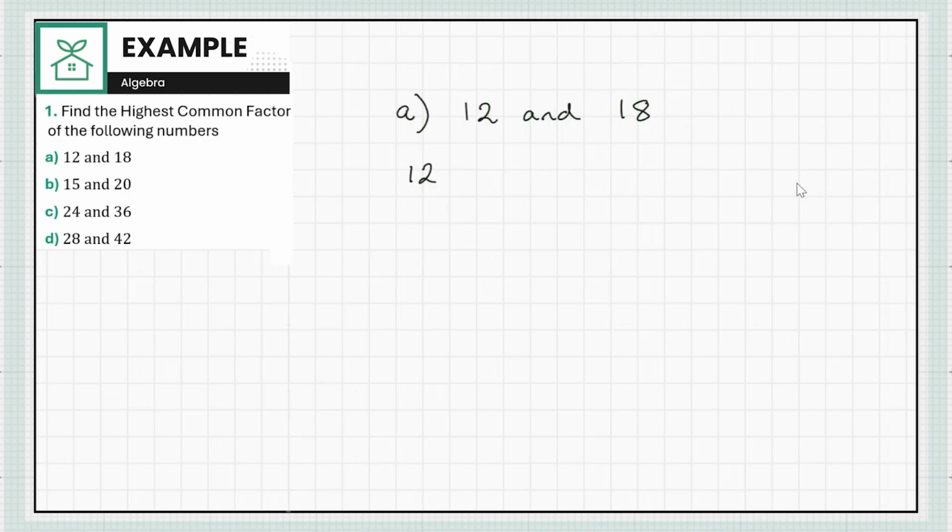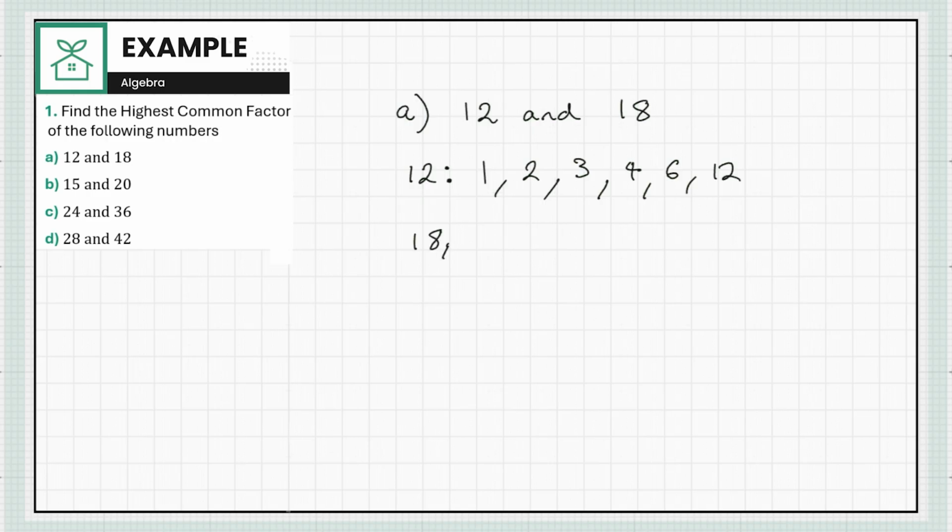So if we look at 12, factors of 12 include 1, because 1 times 12 is 12, 2, because 2 times 6 is 12, 3, because 3 times 4 is 12, and that also means that 4, 6, and 12 are also factors.